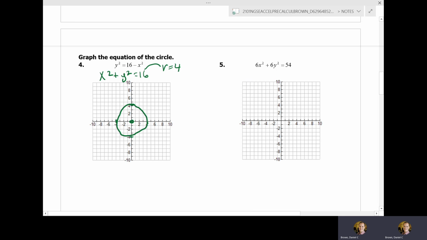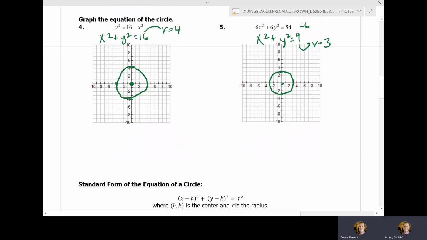Looking at number 5, this isn't quite in standard form, but I can divide everything by 6. So I have x squared plus y squared is equal to 9. That 9 tells me that my radius is 3. Centered at the origin, this circle looks something like that. Now we know that the center is not always at the origin, but we would follow a similar process.